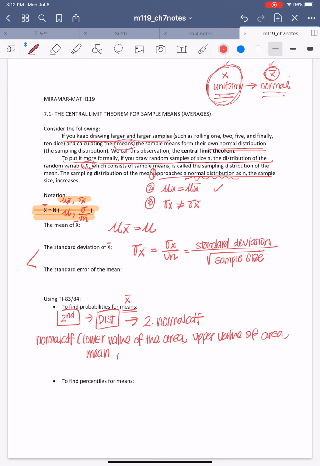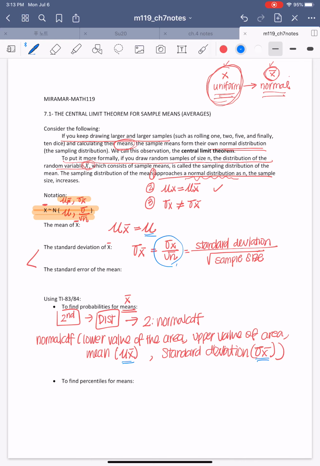I'm gonna put it over here so it doesn't get confused. This will be your mu of x bar, okay, and then standard deviation, which is your sigma x bar. What is another word for mu of x bar? This is just a mu. Sigma of x bar is right there, this number. Okay.